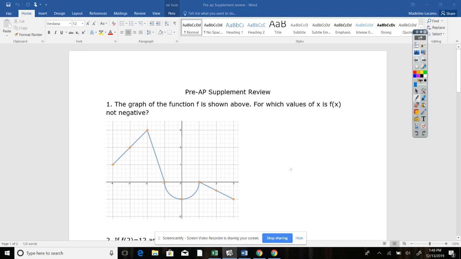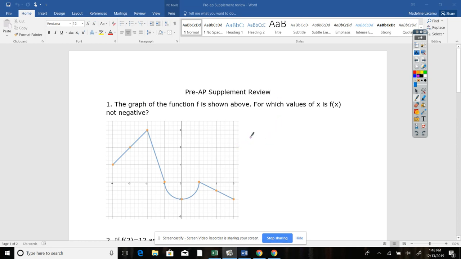Okay, this is going to be the review for the pre-AP supplement. So you're going to have 10 extra questions, and I have 6 of them on here. They will look exactly like these. The ones that aren't on this review are pretty easy. So if you do this review, you should be able to get a good grade on it.